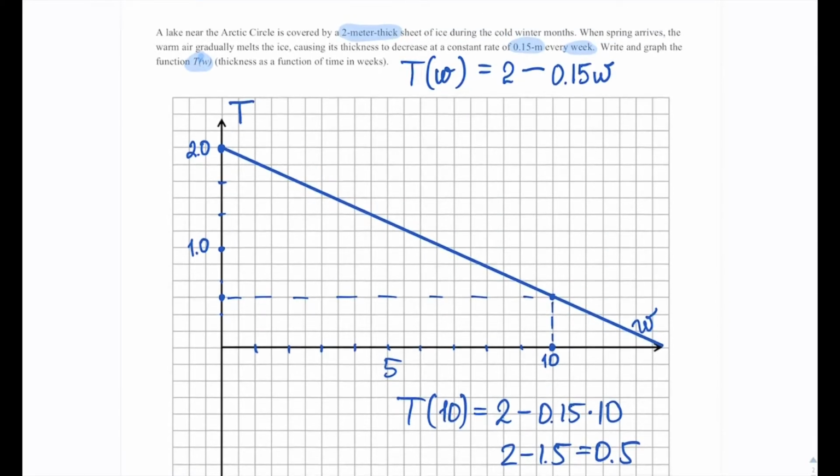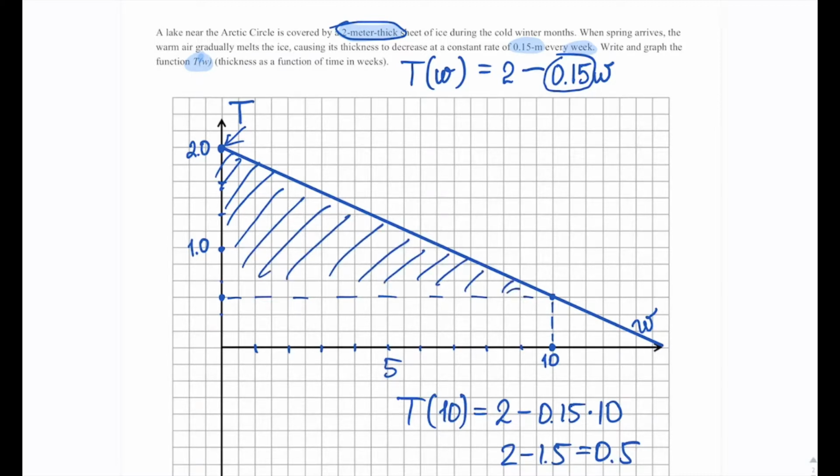We looked at our data. We had the initial 2 meter thickness. That's right here. So that's 2 meters. We created the function using the rate of 0.15. So this slope should be negative 0.15. Well, is it? Let's look. It dropped from 2 meters to 0.5 meters. That's a drop of 1.5. The run is 10 weeks, divided by 10, so that's minus 0.15. So everything is as it should be.